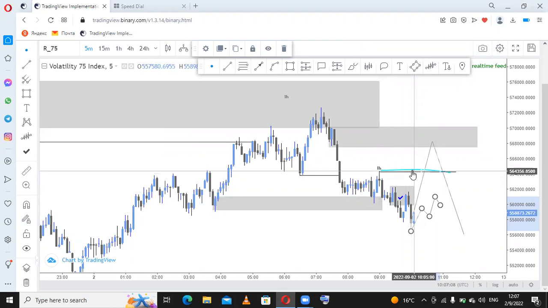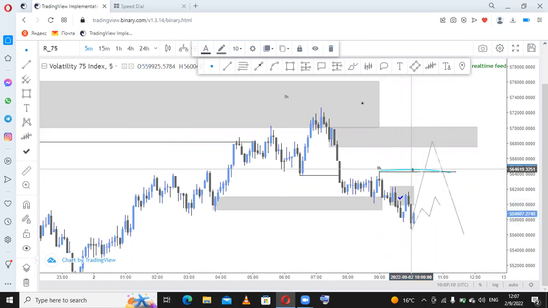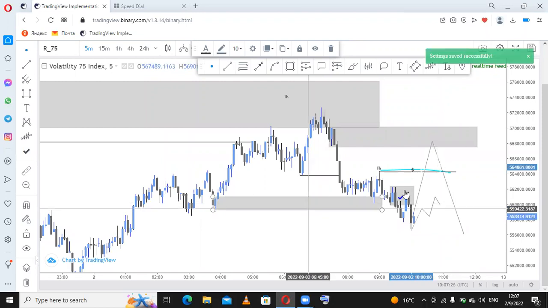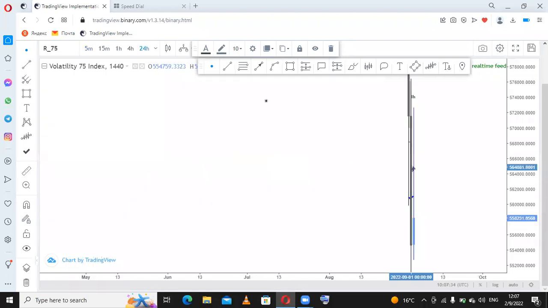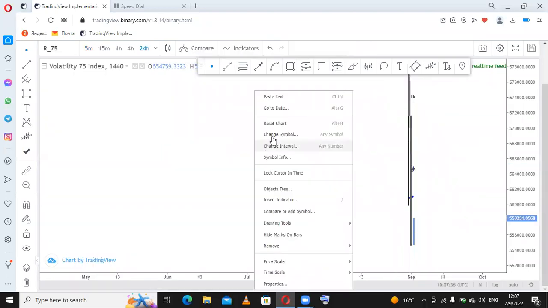So let's see what others are saying. V75s, V100. All right, I'm going to go for V100 because you came first. So let's save V75 and I'll be sending the adjustments in the group chat. Okay, so let's open V100 on D1.